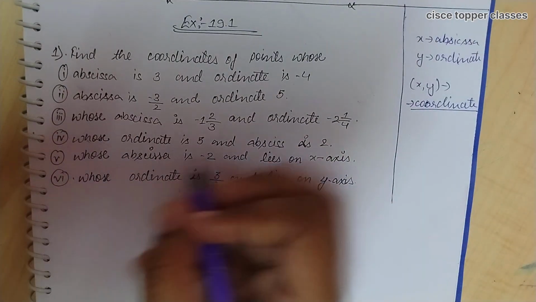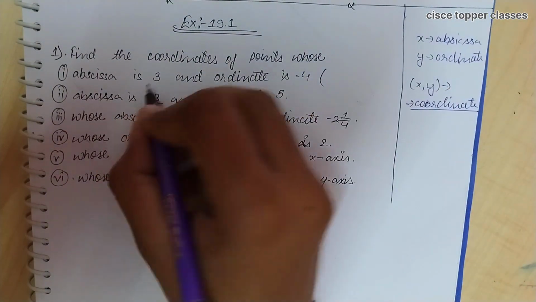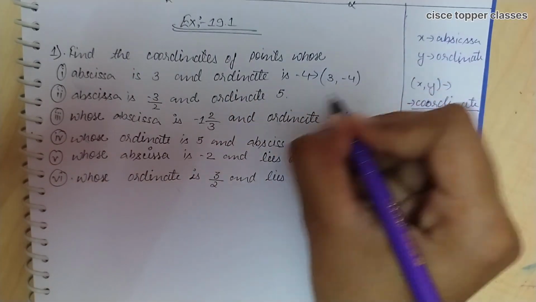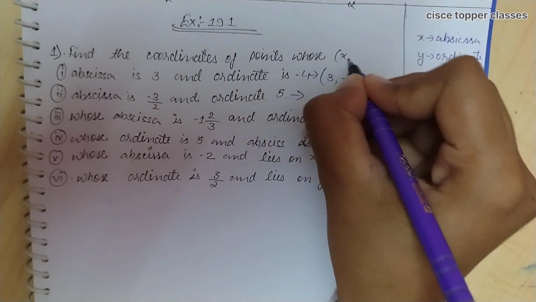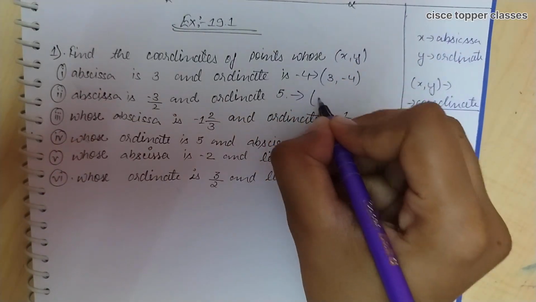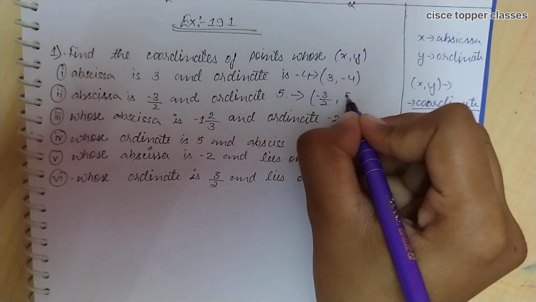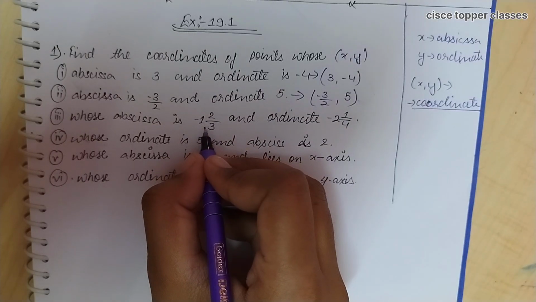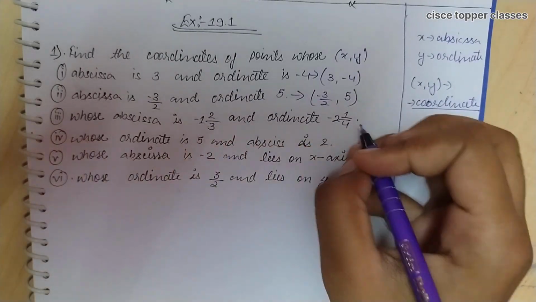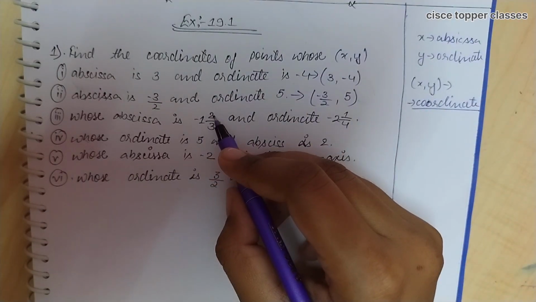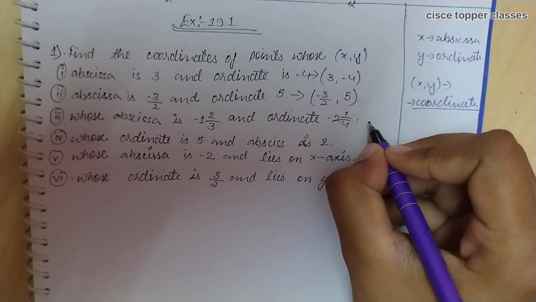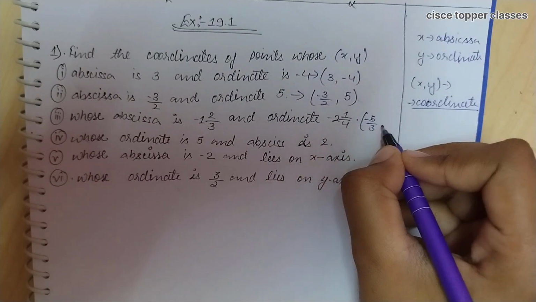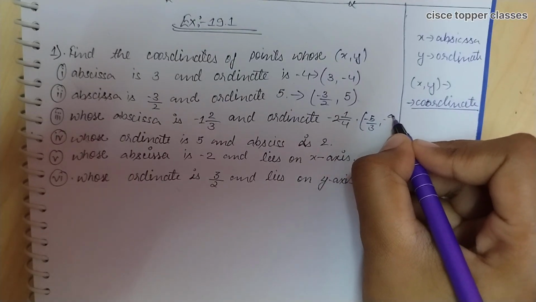So here in the first part, abscissa is 3, so x will be 3, and ordinate is -4, so y will be -4. Now in xy form we have to write this part. Again abscissa is -3 by 2 and ordinate is 5. Whose abscissa is -1 2 by 3? 3 into 1 plus 2 will be 5 by 3, sorry, so abscissa is -5 by 3 and ordinate is -2 1 by 4. So it will be -9 by 4.